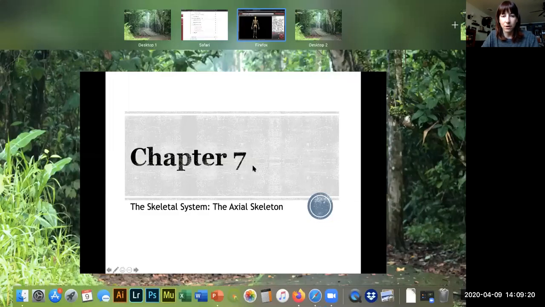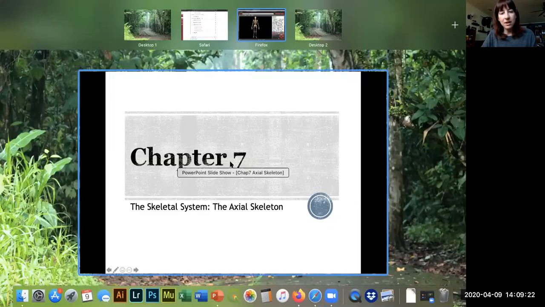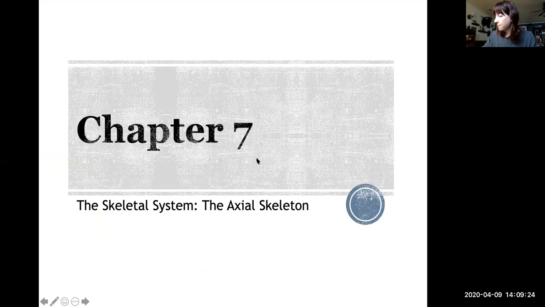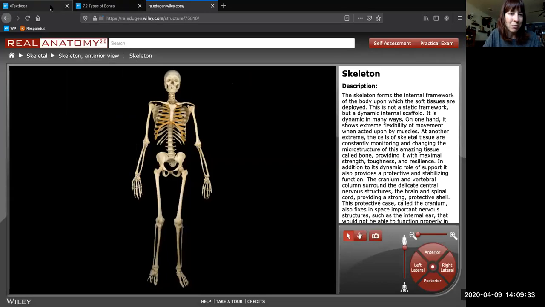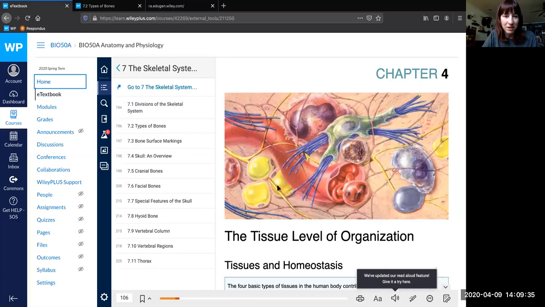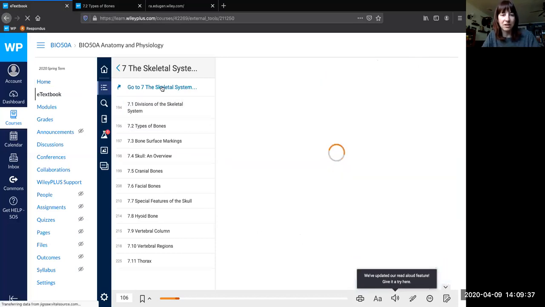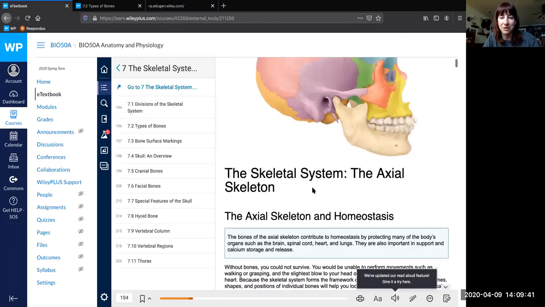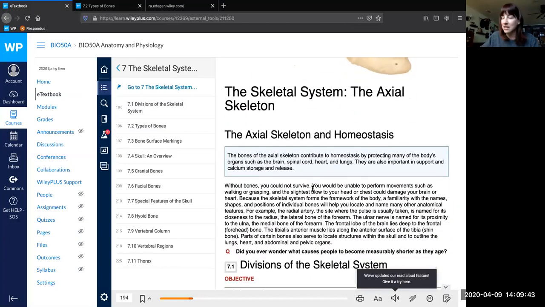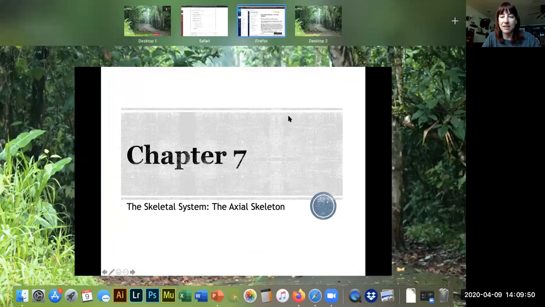All right, so let's get started on chapter 7. We are on page 208 of your textbook, or your e-text, which I realized I should probably just be using. Go to the skeletal system. Okay, here we are. We're on chapter 7. We're going to talk about axial skeleton and bone markings. Okay, so again, heavy, dense. Let's get started.